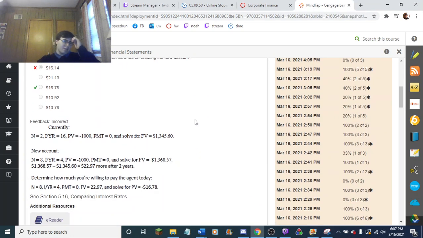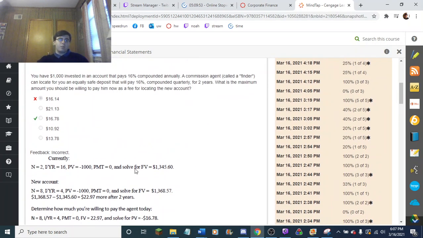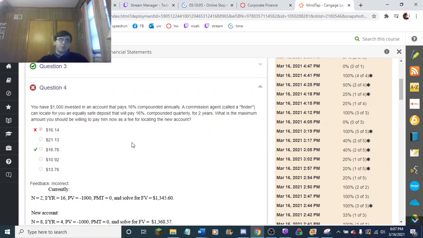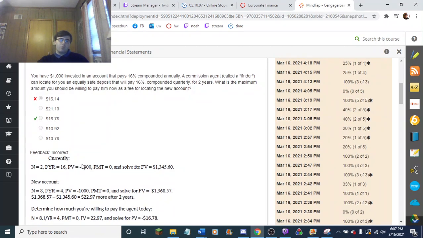The way they said to do it is to do number of years 2, interest is 16, the present value is that, and solve for future value, which I did already. I got this one. The new account, they say number of years 8 because it's 2 years, but it's actually 4 times every year, so it's 8. The interest rate is 4 because it's 16 divided by the number of times you pay it.